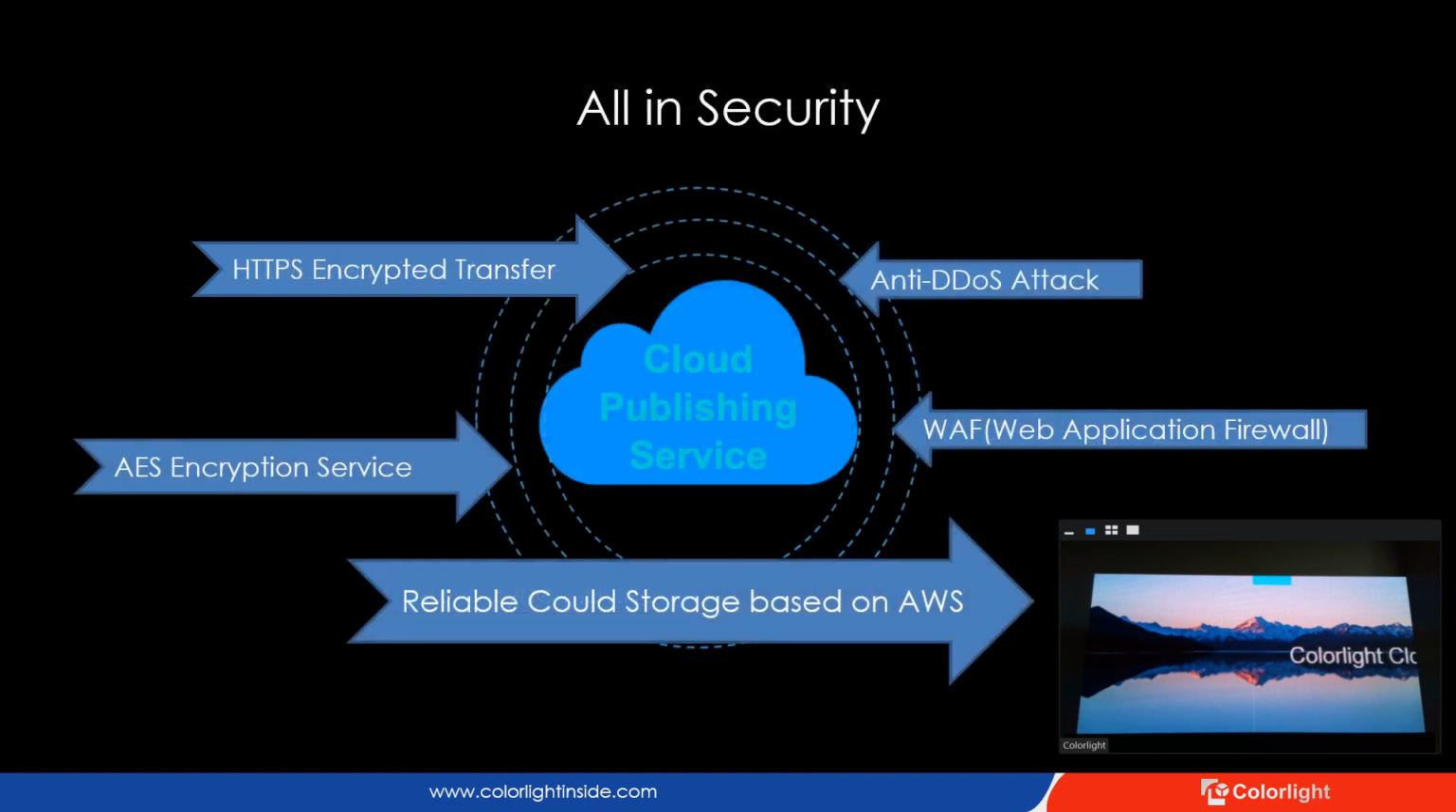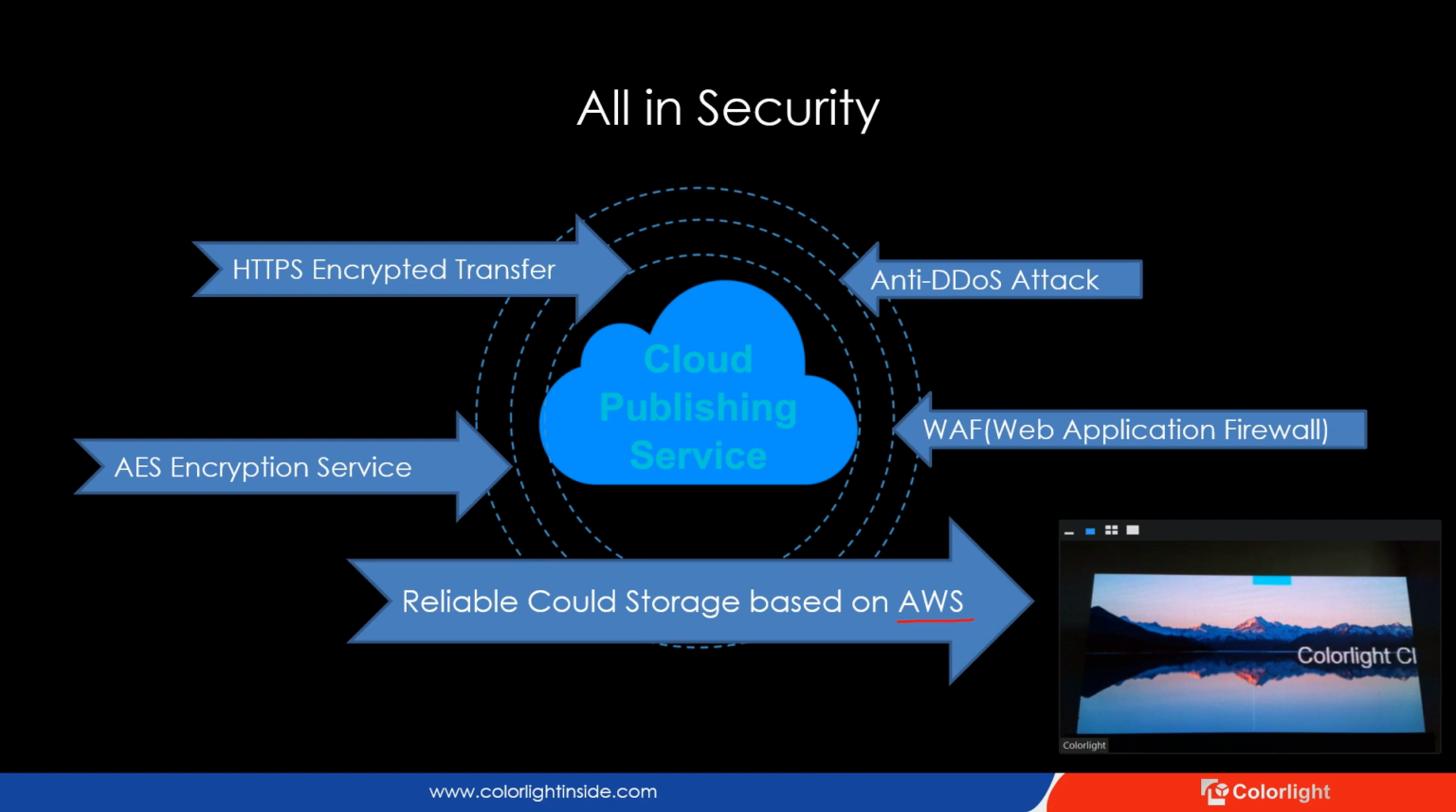We do have concerns about the security on the cloud platform, so we build HTTPS and AES to make sure that data transferring is safe. We also build WAF to block the attack from the internet. Every Colorlight overseas cloud is based on AWS from Amazon, the reliable cloud storage. All of these things make Colorlight Cloud a reliable platform.